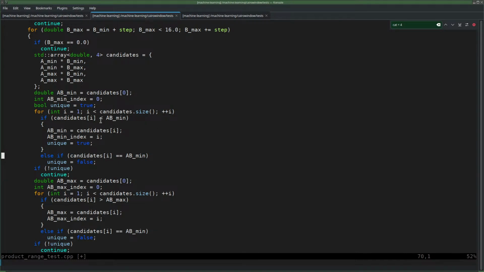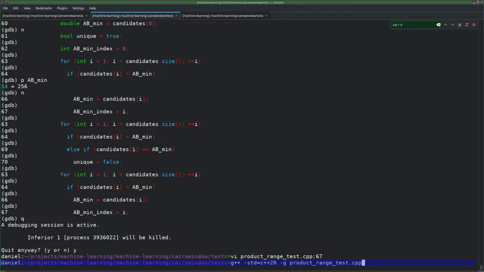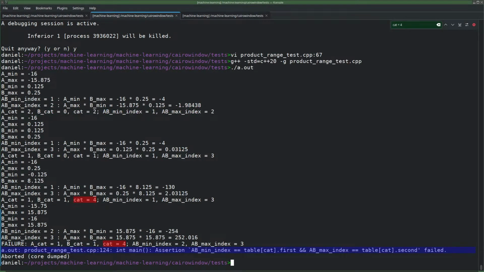So only if the one that we find here, the one that is actually the minimum, if that occurs twice, then unique is set to false. No, the same thing here, of course. Now it started at least printing immediately, but it asserts.